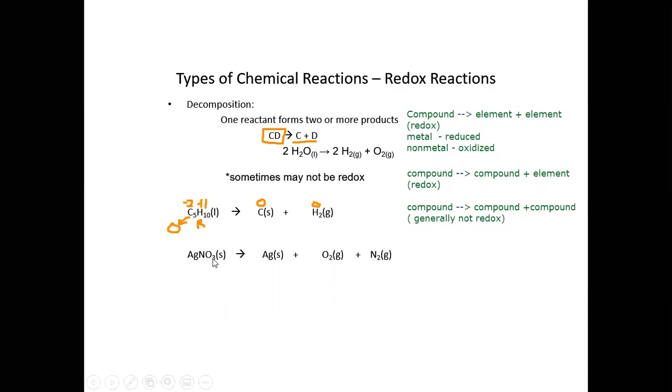Here we have silver nitrate. Silver nitrate decomposes into silver, oxygen, and nitrogen. Since we're going from a compound to elements, redox has occurred. And then lastly, we have the decomposition of calcium carbonate. It decomposes into calcium oxide and CO2. Since it decomposes into compounds, this is a decomposition, but it is not redox because there's no change in the oxidation numbers.